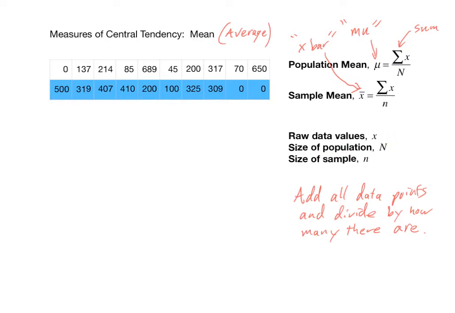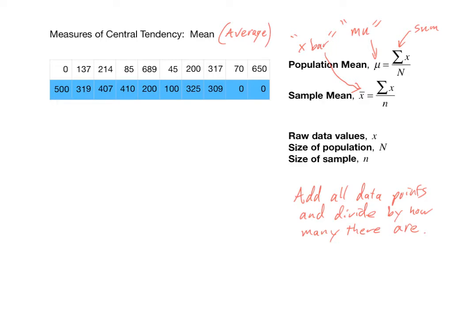With the sample mean, X bar represents the sample mean. It's equal to the sum of the data points divided by lowercase n, which represents the size of the sample. So you're dividing by n, which represents how many data points there are. We will practice with this notation throughout the course.